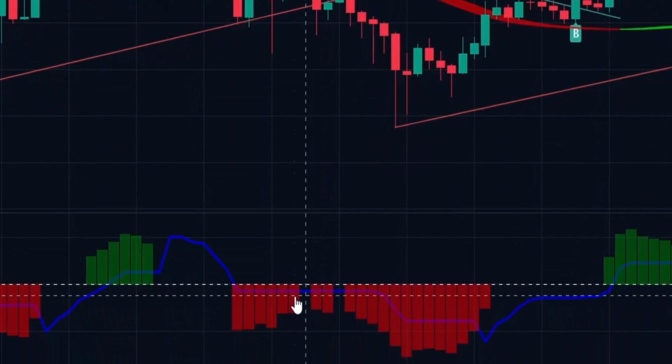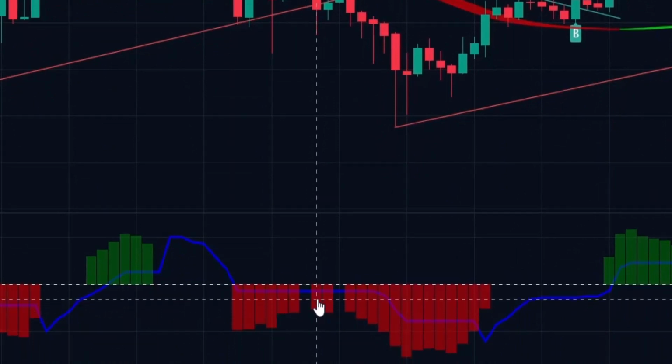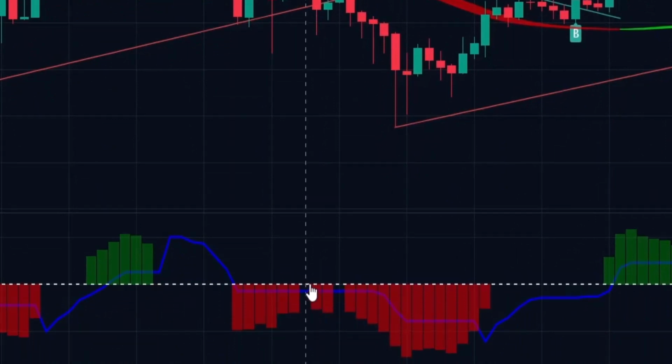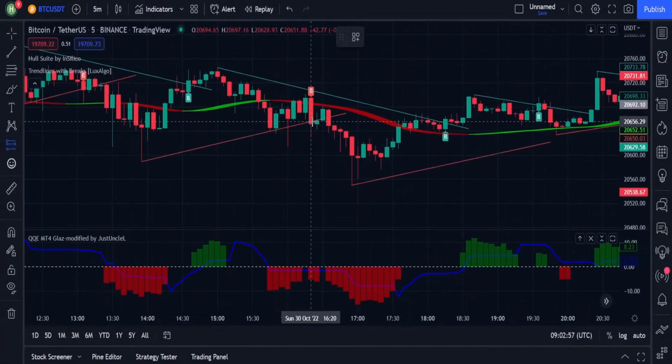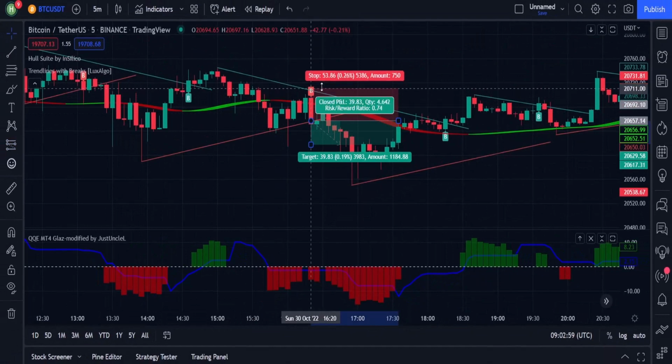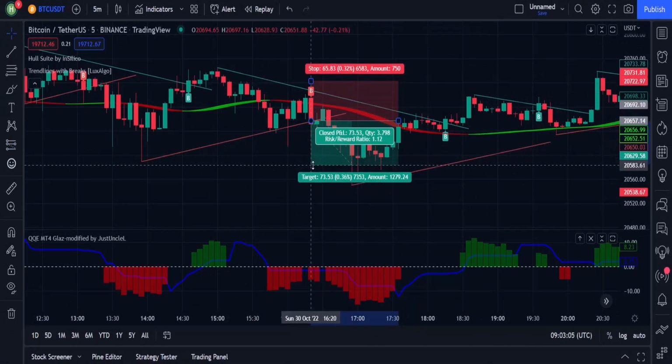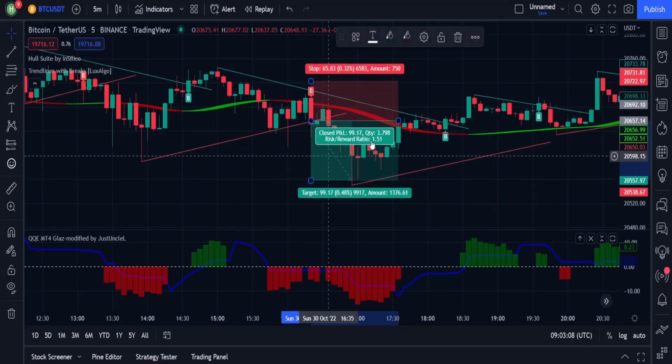For our final confirmations, we look at the QQE bar, and we can see it is red in color, and the blue line is also below the 0 level. So we'll enter the trade here, set our stop loss right here above the recent swing high. And for a risk to reward of 1.5, this trade would have ended in a profit.